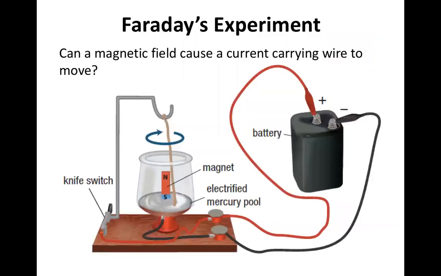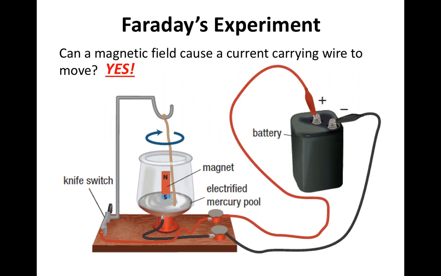So in the early 1800s, Michael Faraday decided to design an experiment that posed this question. Can a magnetic field cause a current-carrying wire to move? And he found that the answer is yes.